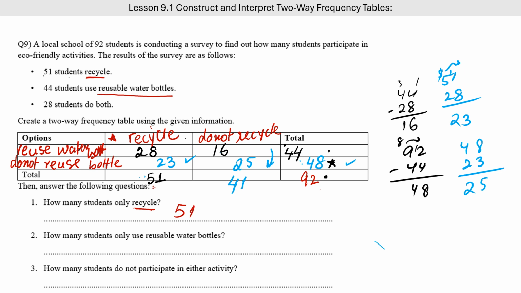How many students only use reusable water bottles? It means the total of reusable water bottles, that is over here 44. How many students do not participate in recycling and reusable water bottles? So look, do not, no reusing bottle and no recycling. So this is here 25.